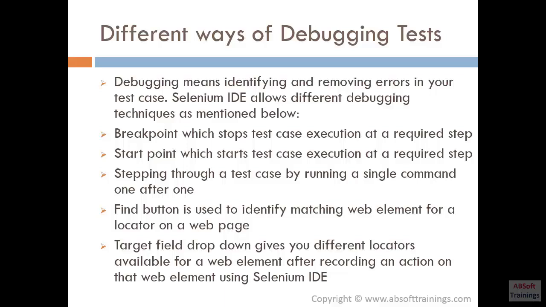The target field drop down and find button are really useful whenever you have issues with locating an element, or you have different locating strategies and it's confusing. You can use these two together to debug that. We have already seen all these techniques. You can use them in your debugging.